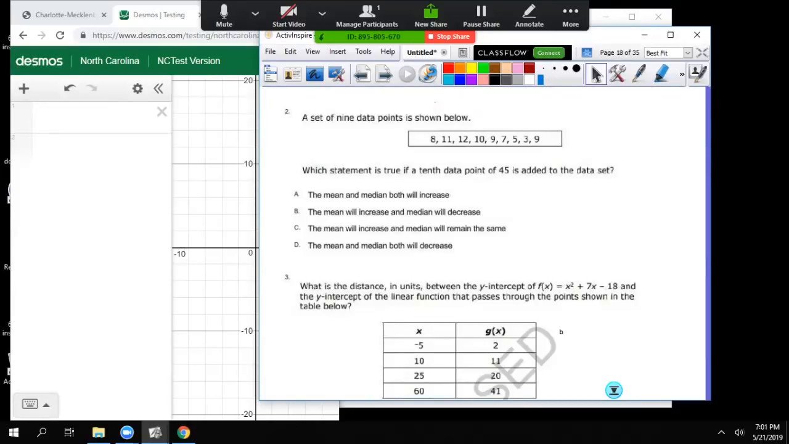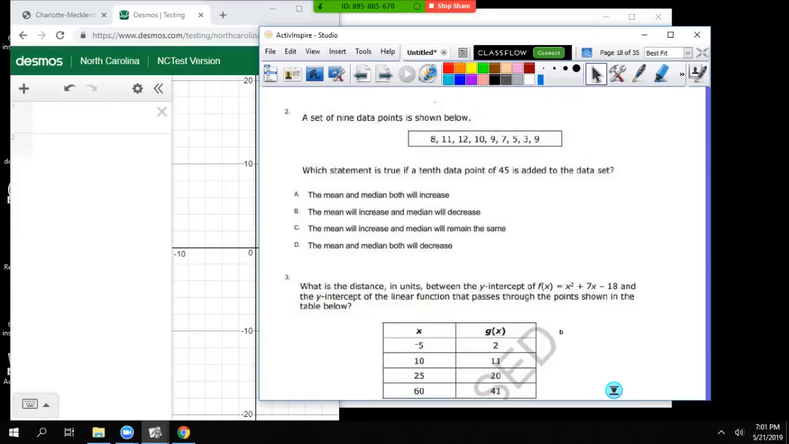So diving right into question number 2, it says a set of 9 data points is shown below. Which statement is true if a 10th data point of 45 is added to the data set? A, the mean and median will both increase. B, the mean will increase and the median will decrease. C, the mean will increase and the median will remain the same. Or D, the mean and median both will decrease.